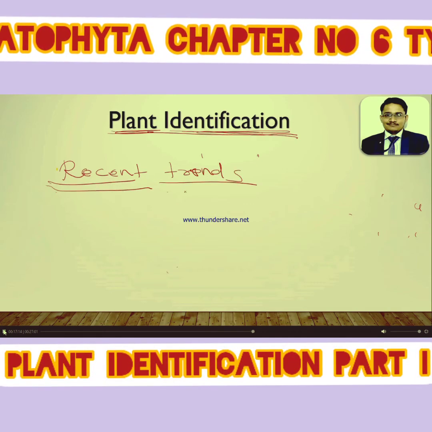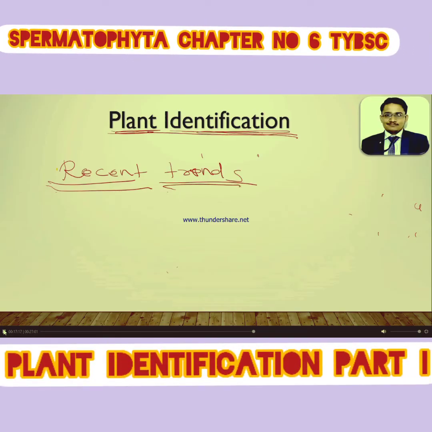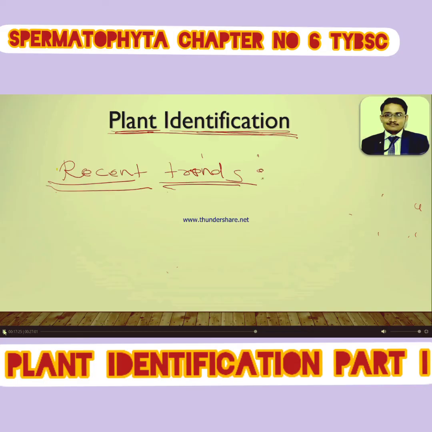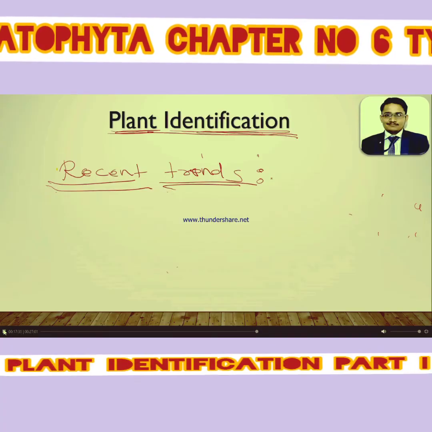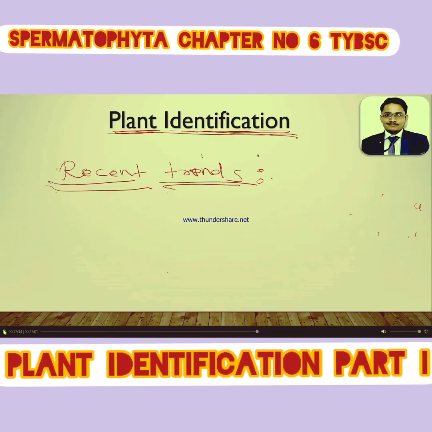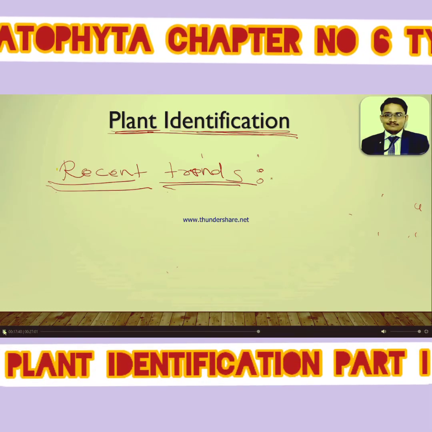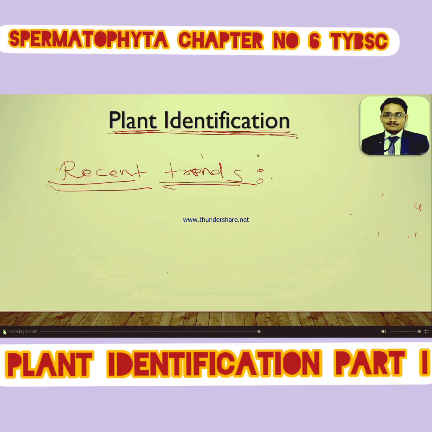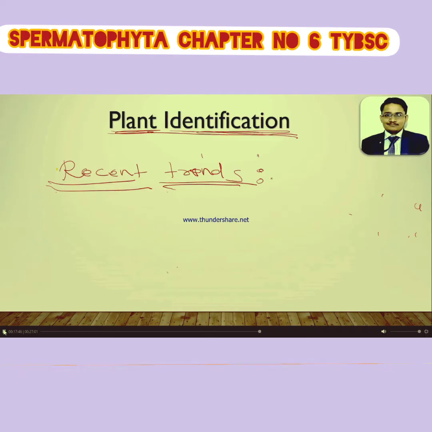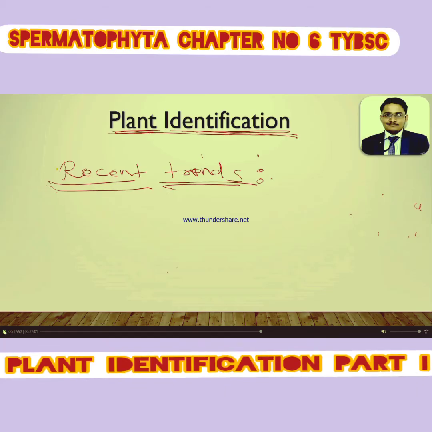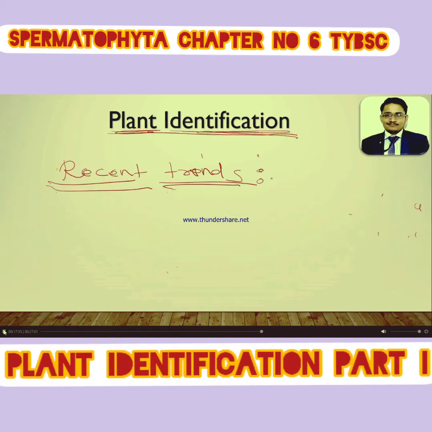What are the recent trends? Nowadays taxonomists are very interested, but there is very much competition in taxonomy. Due to that, some scientists are making shortcuts, using recent technology for plant identification. Which technology? By studying the biochemical composition of the plant. With the help of biochemical composition, plants have specific chemicals present that are key characteristics for the identification of the plant.